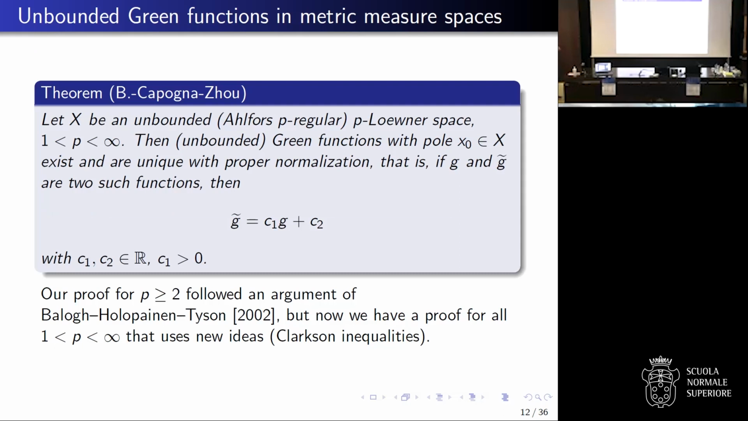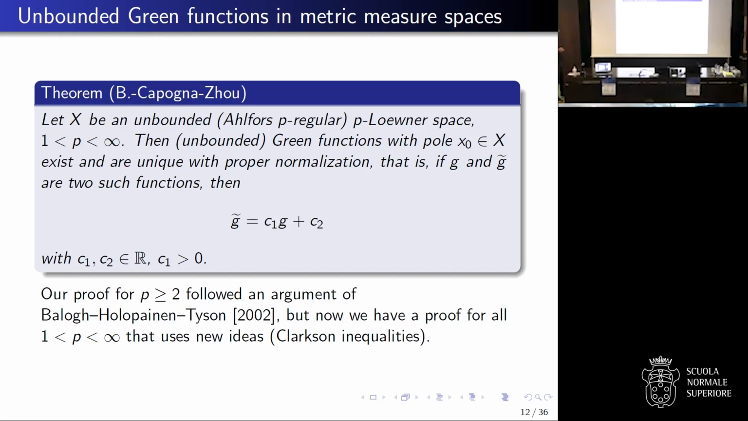I don't want to repeat Ahlfors P-regular and P-Poincaré inequality, so I just want to combine this into the phrase P-Loebner. For me, P-Loebner is an Ahlfors P-regular space that satisfies a P-Poincaré inequality. And the exponent range here is for P between 1 and infinity. Our statement simply is: if you prescribe any pole, then these unbounded Green functions exist, and they are unique with proper normalization. In other words, if you have two of them, then they are always related by an equation like this, with appropriate constants.